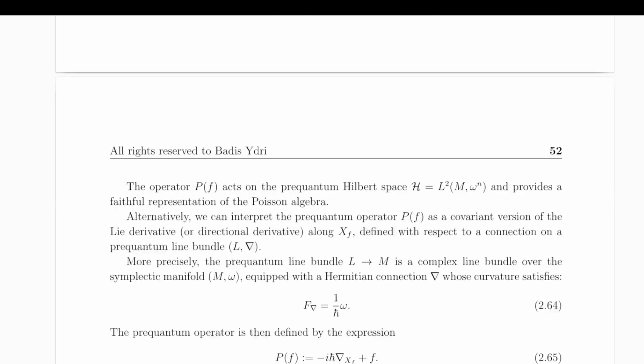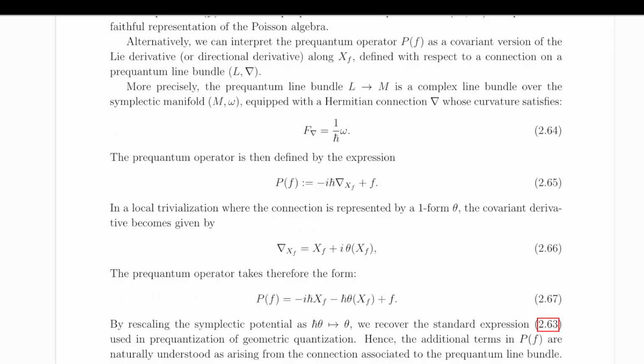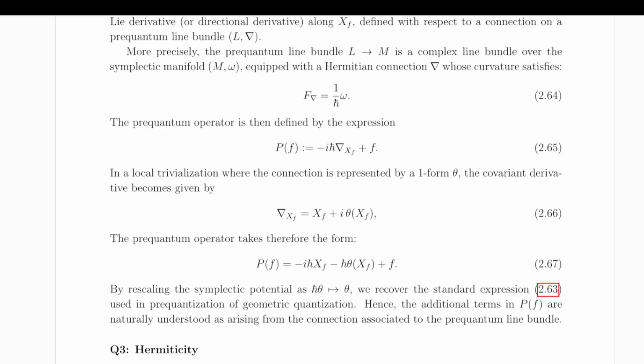In deeper terms, the prequantum operator can be understood geometrically. It arises naturally when we consider not just functions on phase space, but sections of a complex line bundle equipped with a Hermitian connection. The curvature of this connection must match the symplectic form, scaled by Planck's constant. In this framework, the prequantum operator is the covariant derivative along the Hamiltonian vector field, corrected by the value of the classical observable. This geometric reinterpretation endows the quantization process with profound meaning, tying quantum theory to the topology and geometry of classical phase space.